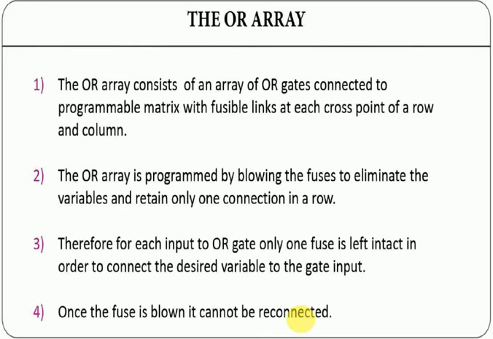The OR array consists of an array of OR gates connected to a programmable matrix with fusible links at each cross point of a row and column. The OR array is programmed by blowing the fuses to eliminate the variables and retain only one connection in a row. Therefore, for each input to the OR gate, only one fuse is left intact in order to connect the desired variable to the gate input. Once the fuse is blown, it cannot be reconnected.